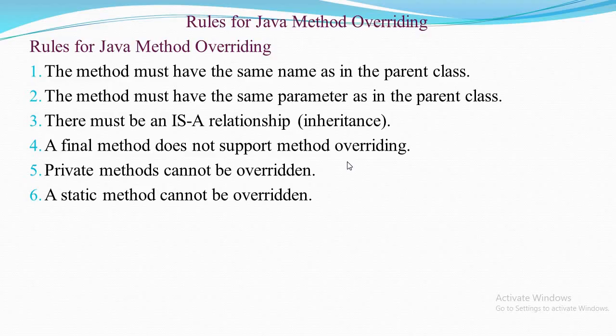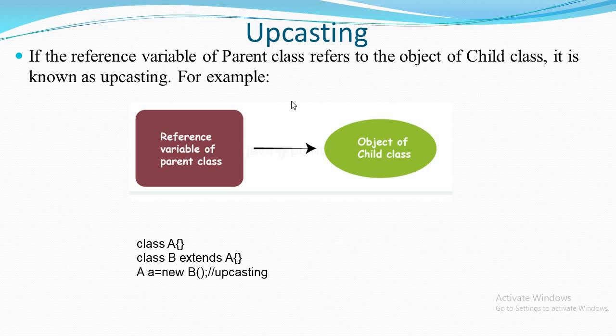Rules for method overriding. The method must have the same name as in the parent class. The method must have the same parameters as in the parent class. We are using an IS-A relationship. A final method does not support method overriding. Private methods cannot be overridden. Static methods cannot be overridden.